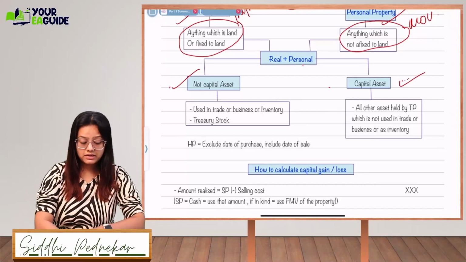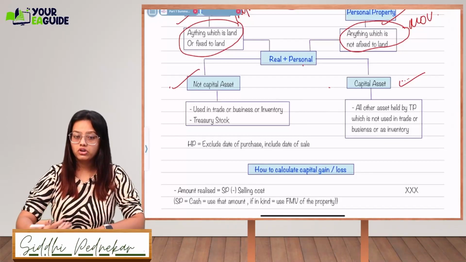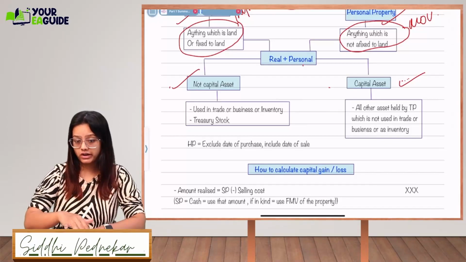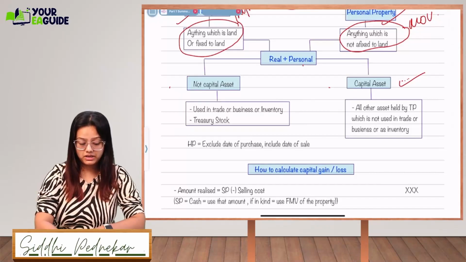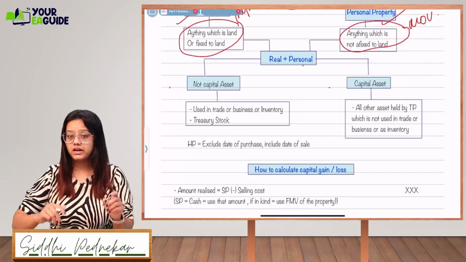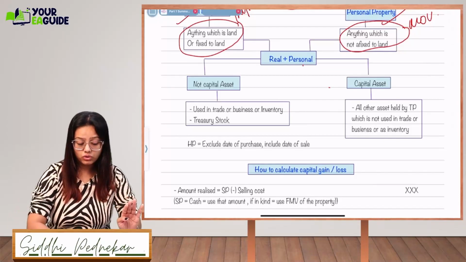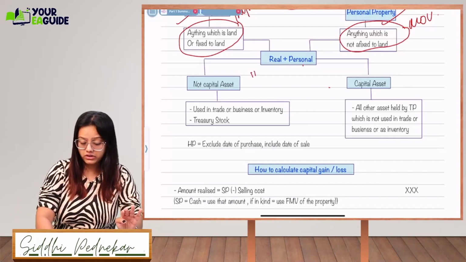Not a capital asset means inventory included in your balance sheet, treasury stock, shares and securities; those are not your capital asset. Just read the definition once again. If you have the book right now, just go through it and note the definition over here.